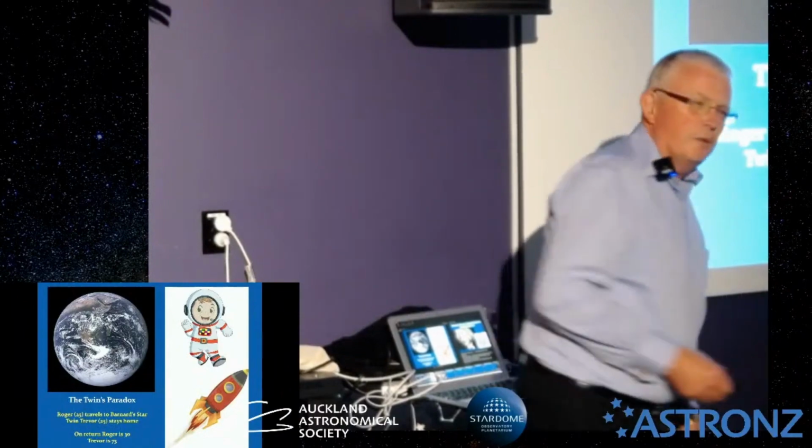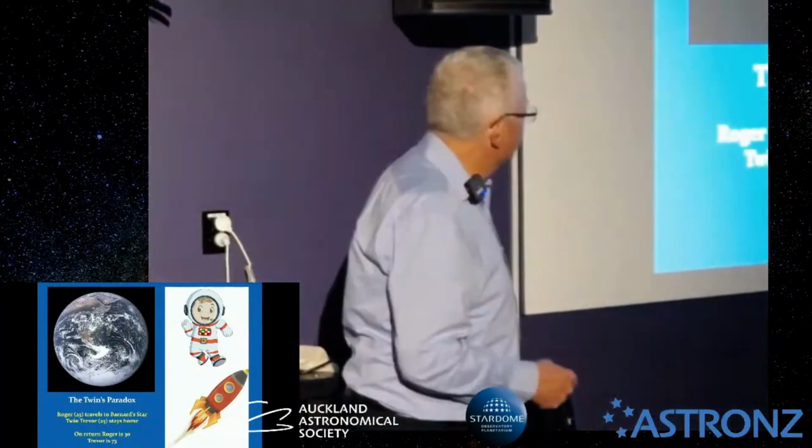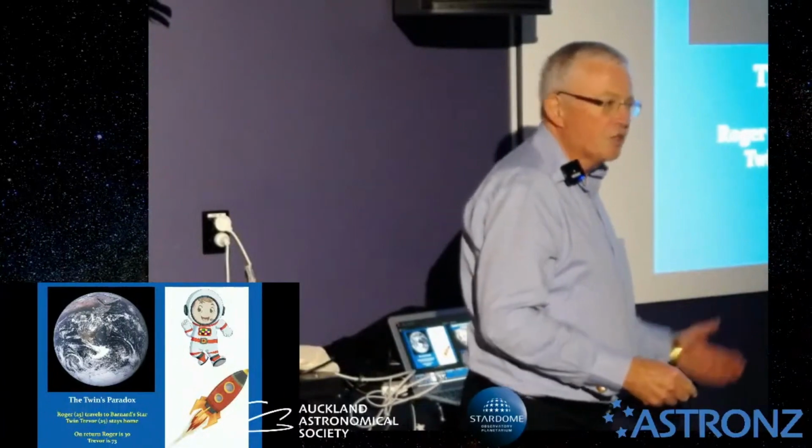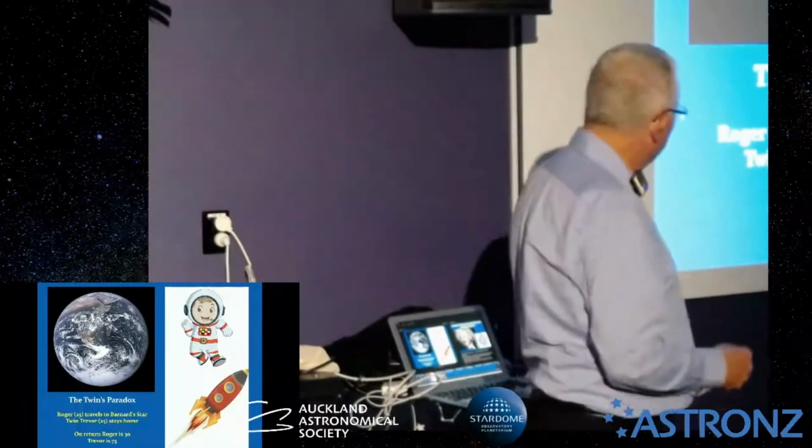So let's start with a story. I always like to start with stories, and it's called the twins paradox. You get these twin guys, Roger and Trevor. They're 25, twins. And Roger decides he's going to get a little bit restless. So he's going to hop on a spacecraft, new technology, and fly off to Barnard's star system, which is about 7 light years away from Earth.